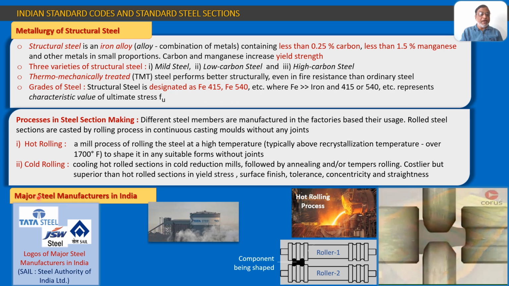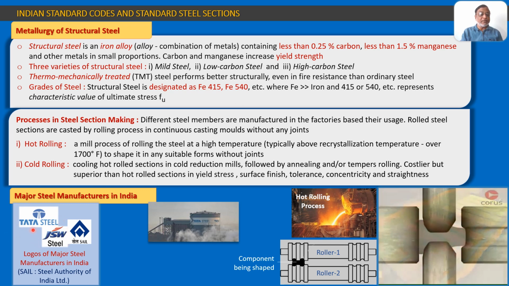There are three major manufacturers of steel in India, and I think we should know at least their names and their symbols or the logos. So the greatest manufacturer of steel in India is Tata Steel. Here we see the logo of Tata Steel.